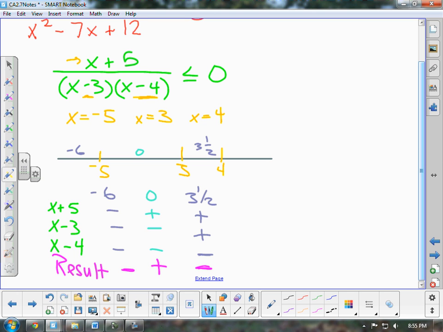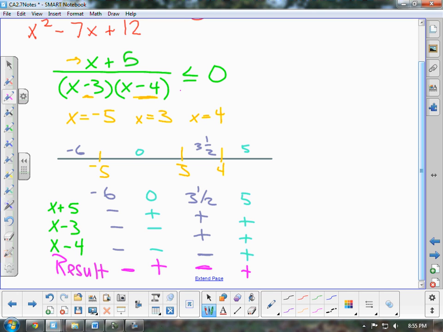Finally, we will take a value bigger than 4, so we will use 5. Substituting a 5 in, that would make that positive, positive, and positive. And so our result is positive.